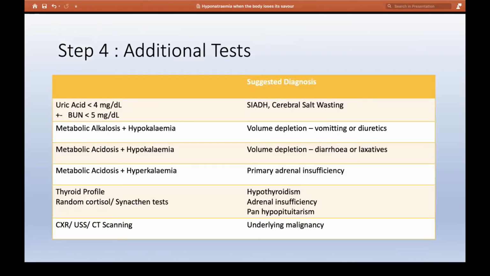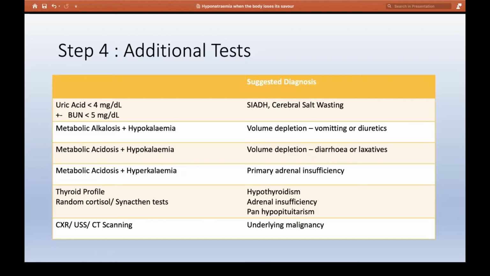There are additional tests that you could do. For instance, if you are thinking about SIADH or cerebral salt wasting, you could confirm it by looking at the uric acid levels. If you do an arterial blood gas, that would also give you some clues. For instance, if there's metabolic alkalosis and hypokalemia, that is because of vomiting or diuretics. Metabolic acidosis and hypokalemia is because of diarrhea or laxatives, going the other way around. Or if there is hyperkalemia in the presence of metabolic acidosis in hyponatremia, are we dealing with an adrenal insufficiency?